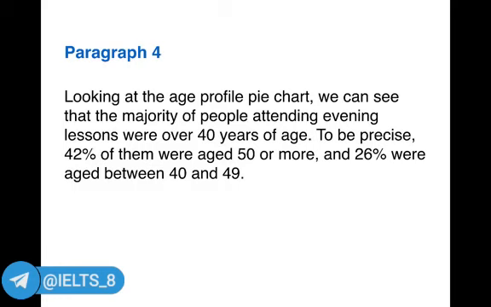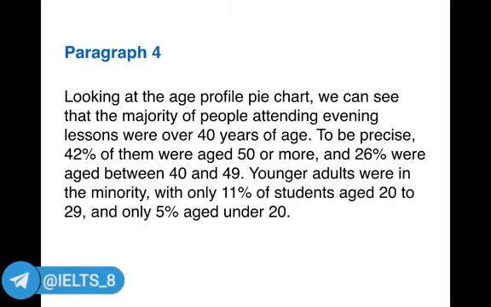Last sentence, and then the paragraph is finished. Younger adults were in the minority, with only 11% of students aged 20 to 29 and only 5% aged under 20. Let's quickly analyse this paragraph. Again, we can see numbers, 4 different numbers in one paragraph. So I think it was 5 numbers in paragraph 3, meaning that I've included 9 specific numbers in this report overall. I've mentioned most of the ages over 40 years.